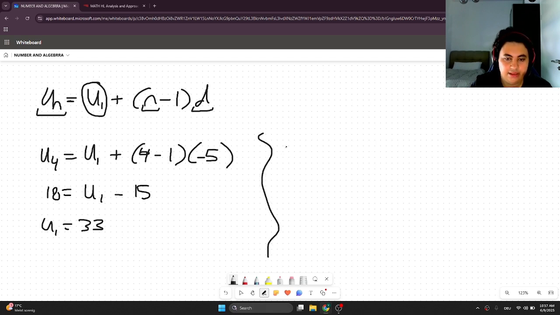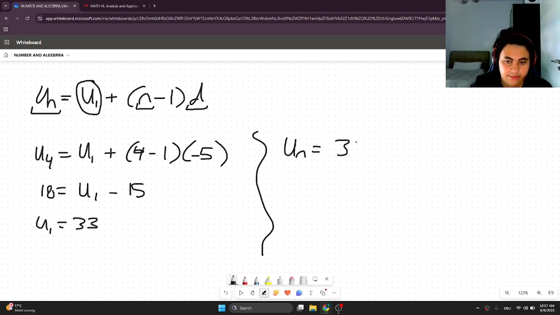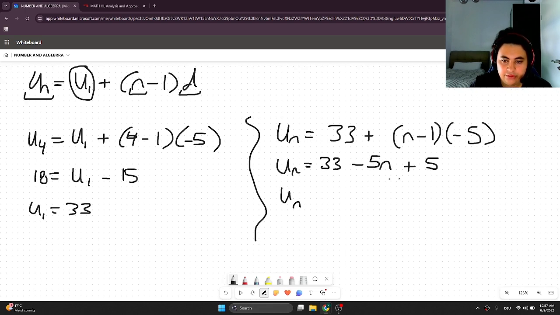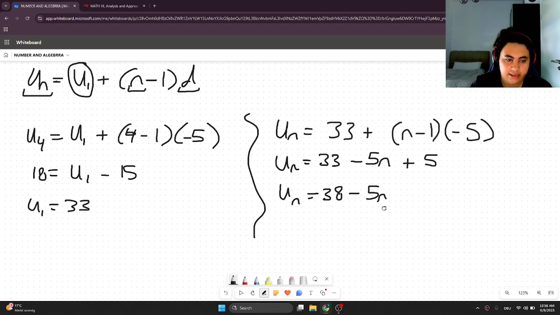So we have the nth term is going to be un is equal to u1, which is 33, plus n minus 1, we don't have an n in this case, times -5. Now this is not the simplest form that we can leave it in, so we're just going to simplify even further. So you have 33 plus, and we're going to expand these brackets. So -5 times n is going to be minus 5n, and then -1 times -5 is going to be plus 5. And then we can simplify it further. We can add the 5 and 33. It's going to give us 38 minus 5n, and that is the general term.